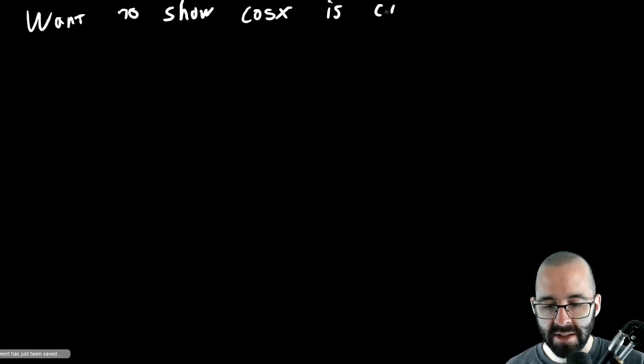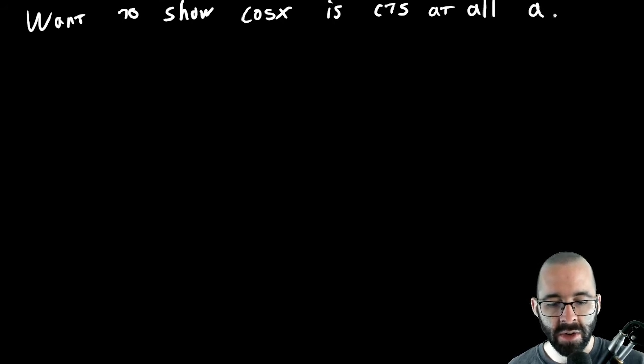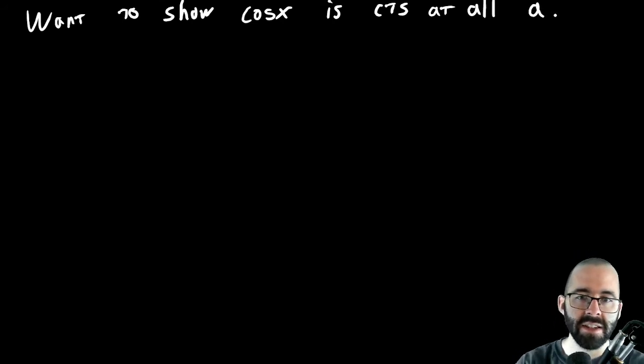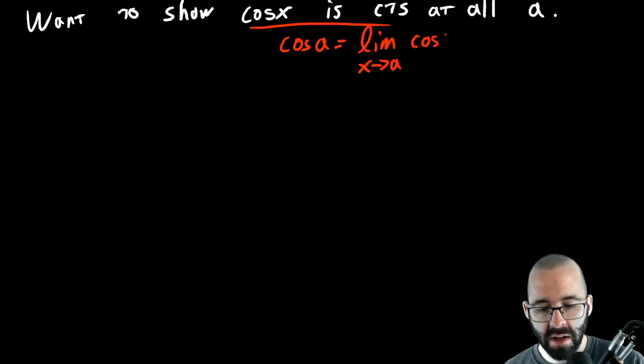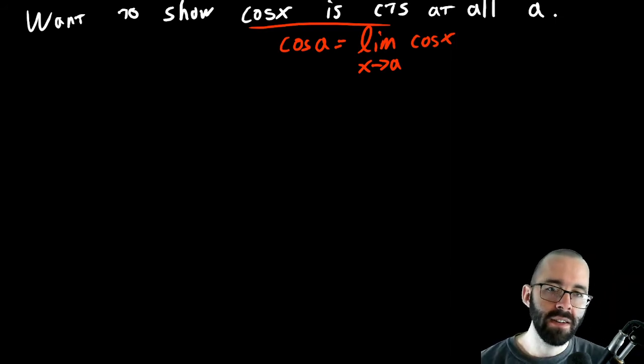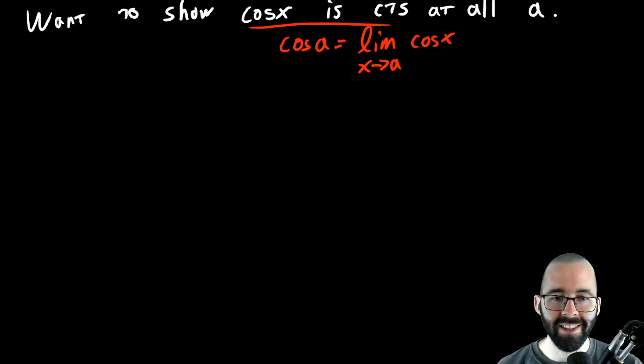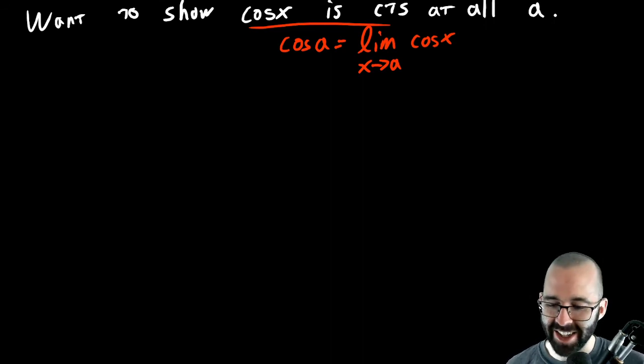I did have this in my notes just to make sure that I didn't get stuck on the video, because I haven't actually proved this before myself. We want to show that cosine of x is continuous everywhere, at all real values of a. So to show something is continuous, what do we want to do? We want to say that cosine of a, the function value, equals the limit. So we're going to look at the limit and prove it for everything. And we're going to do a lot of little tricks here.